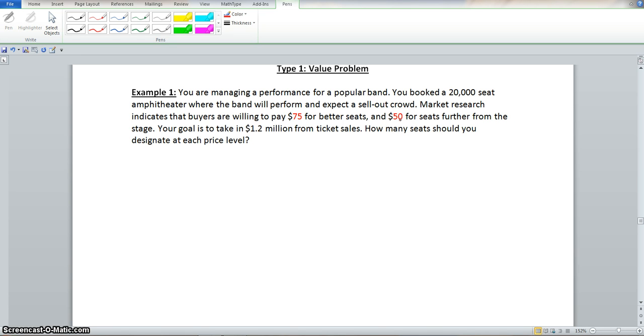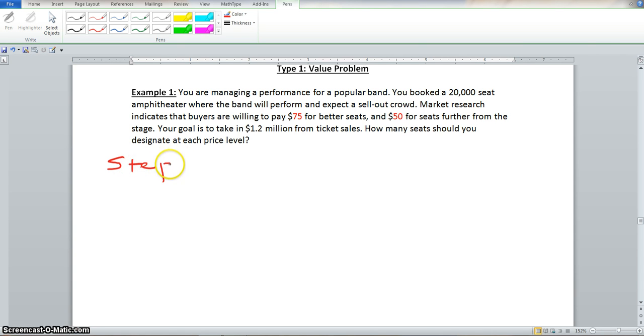So it indicates that buyers are willing to pay $75 for better seats and $50 for seats further from the stage. Your goal is to take in $1.2 million from ticket sales. How many seats should you designate at each price level? Okay, now, the first thing we have to do is this here. We're still dealing with a system of equations, but this is the real life application of the system of equations.